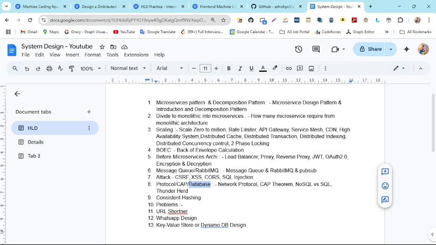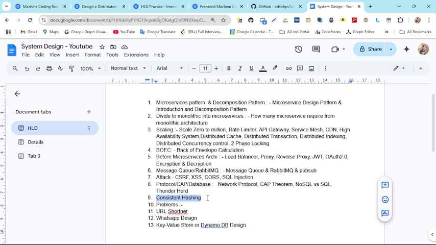After that we will discuss consistent hashing, how it is used in sharding and load balancers. Basically, how we can distribute the load and decide in which shard of the database to keep the data. The load should be equally balanced across all the microservices or all the shards, so we will use consistent hashing.